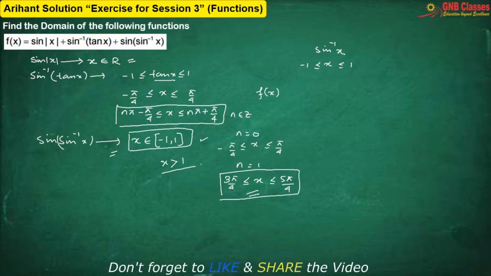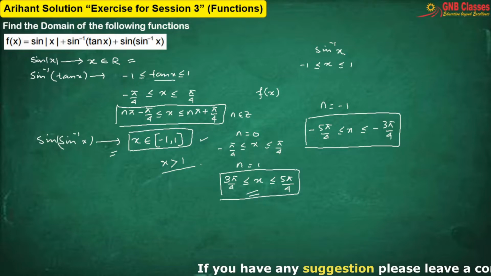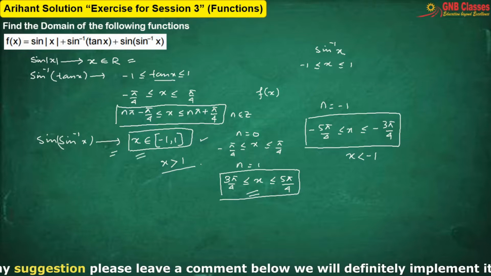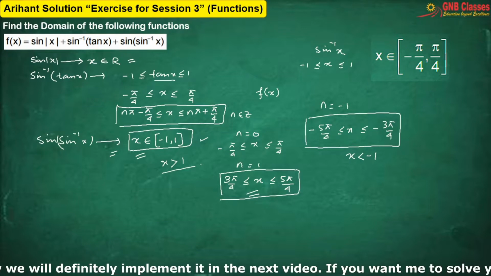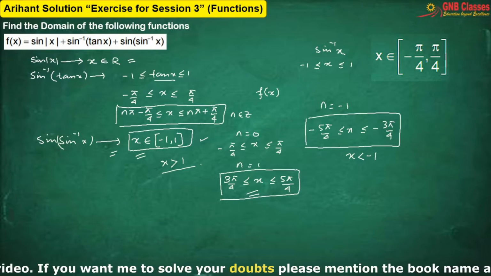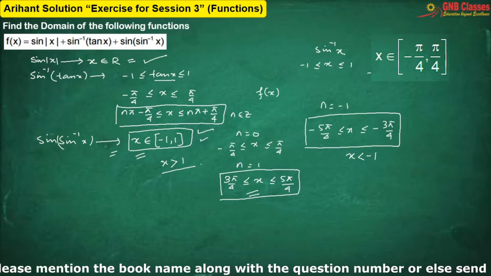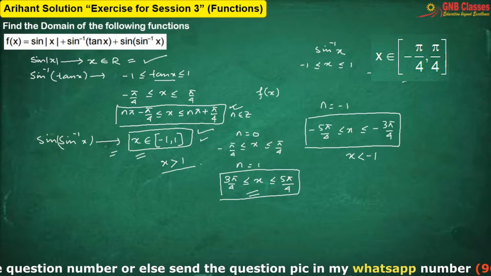Is it clear? Now, if I take n equals -1, look carefully, all the values in this region are less than -1, correct? So it is not falling within this range. Therefore, the common region is x belongs to -pi/4 to pi/4. Now, this is the region which satisfies the first condition, the second condition, as well as the third condition. Is it clear? Absolutely. Move to the next problem.